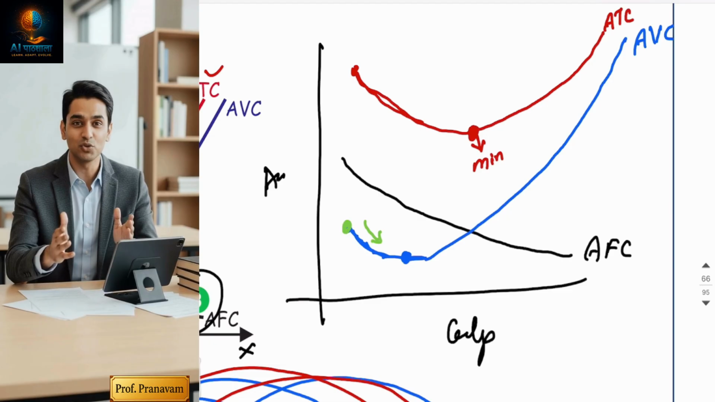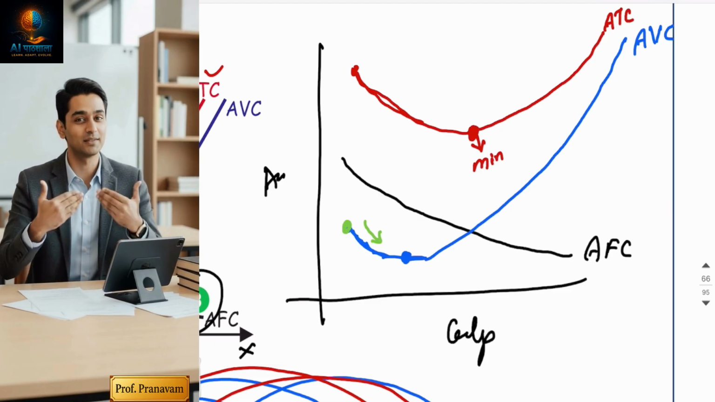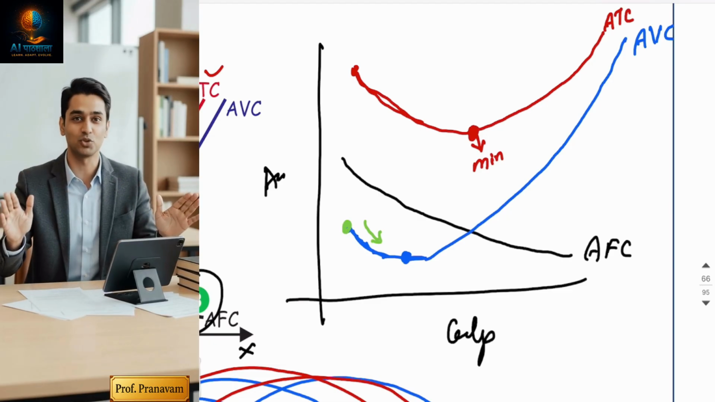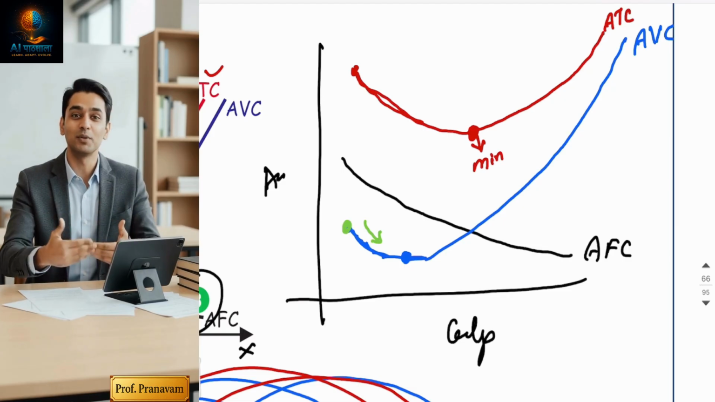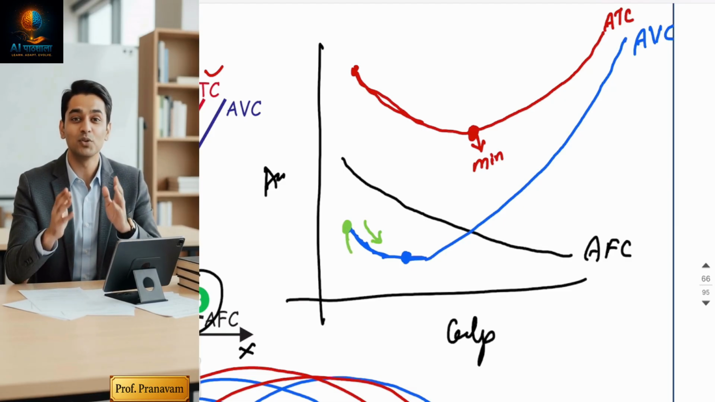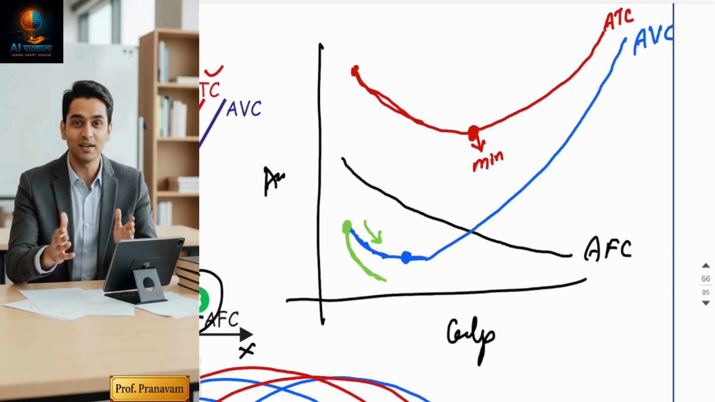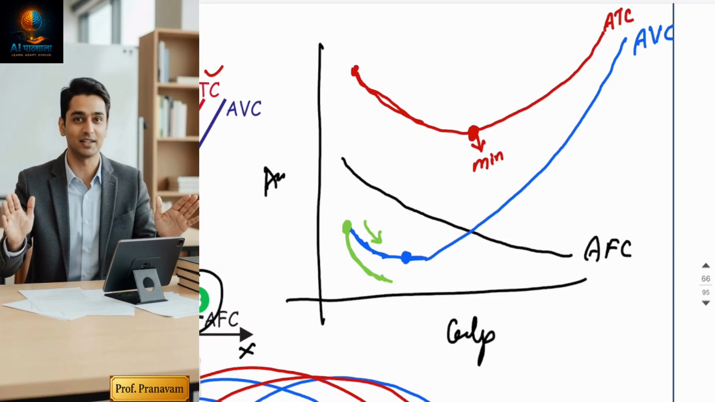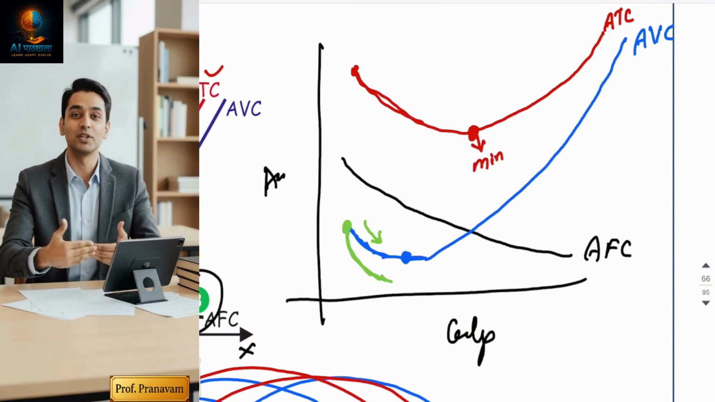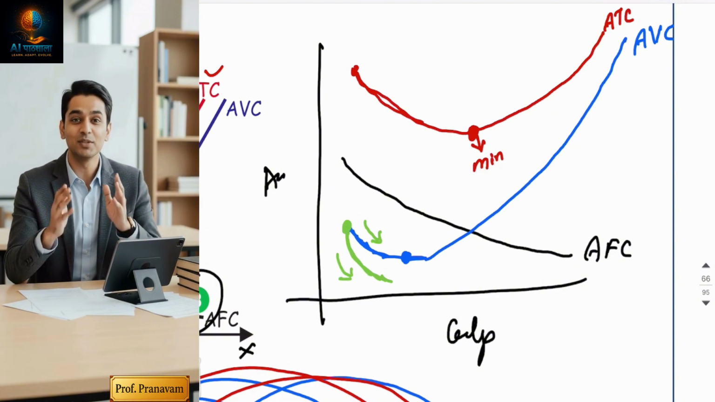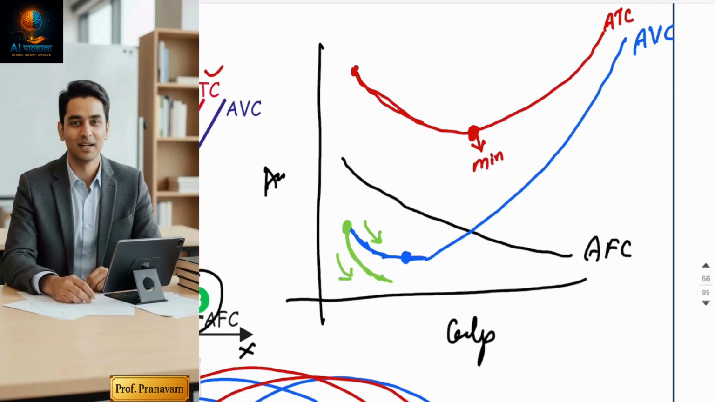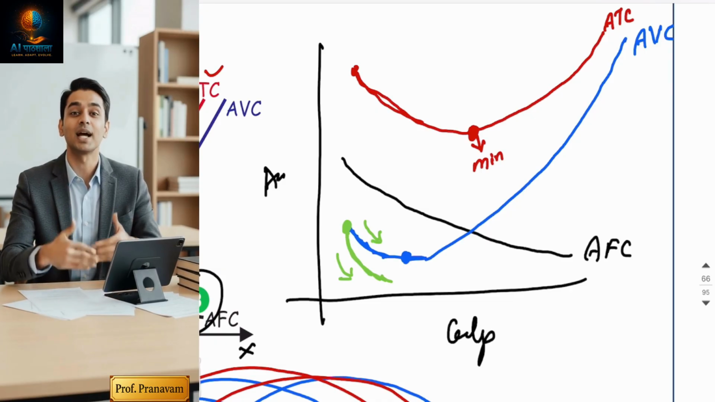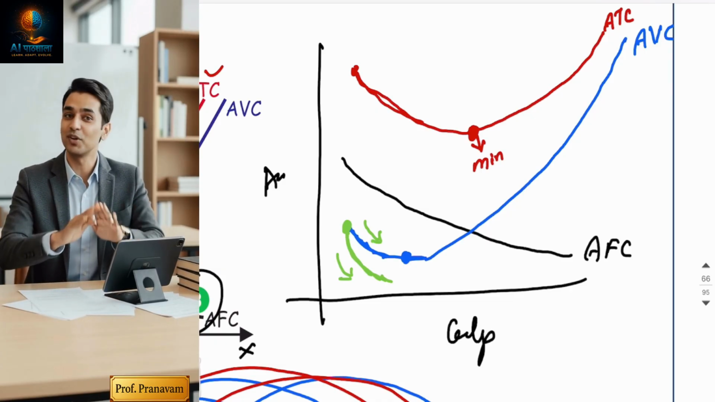Further, when more output is produced, my average variable cost reduces. And when my average variable cost reduces, my marginal cost also reduces, but marginal cost remains below the average variable cost. Is it so? Yes. So the conclusion is when both AVC and MC fall, MC is lesser. Marginal cost curve is lesser.